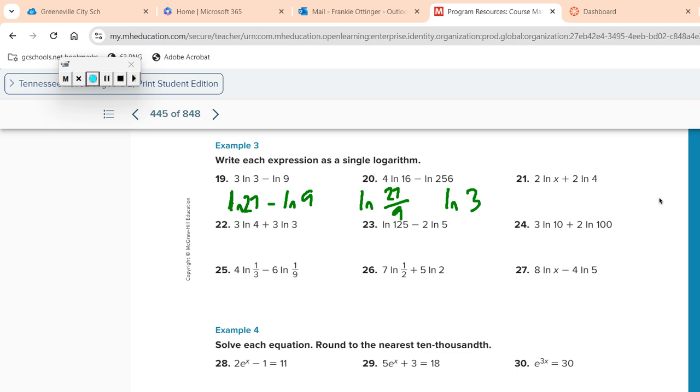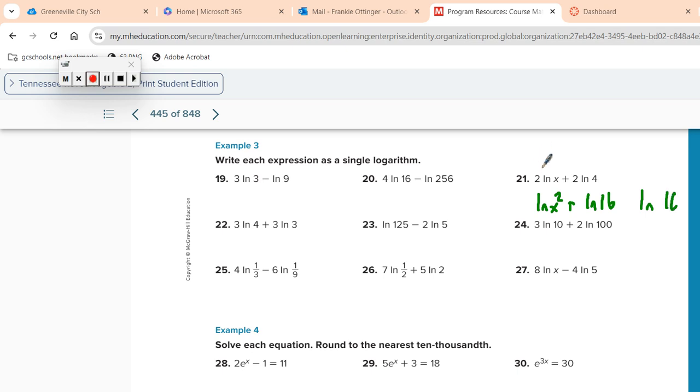Jumping to 21, same problem. I'm going to go a little faster. ln x squared plus ln 4 squared, using that power property. Let's see, that's just 16. And since I have a plus, I'm not going to divide them, I'm going to multiply them. I could say x squared times 16, but we always write the coefficient first. So 16x squared.